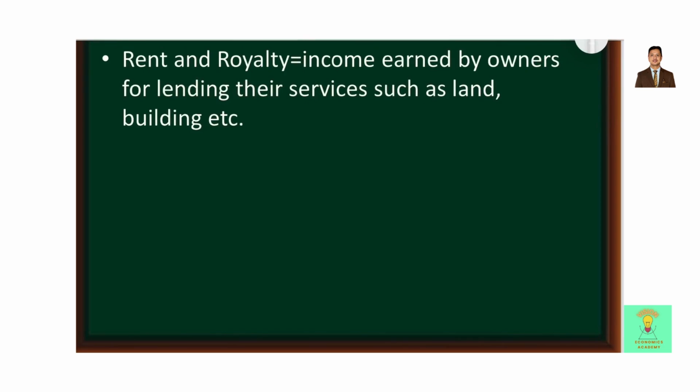Now the second component is rent and royalty. Rent refers to the income earned by the owners for lending their services such as land, building, etc. We all have heard about this word, right? I don't think I need to elaborate on that. The next is royalty. Now what is royalty? Royalty is the income earned by a person or an institution for lending their intellectual property.